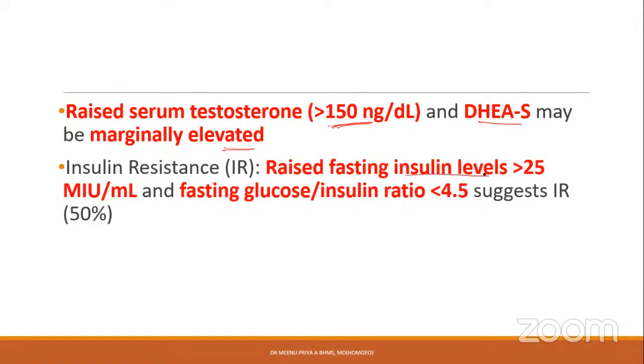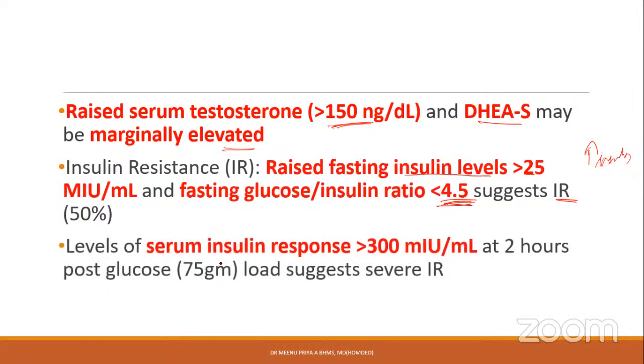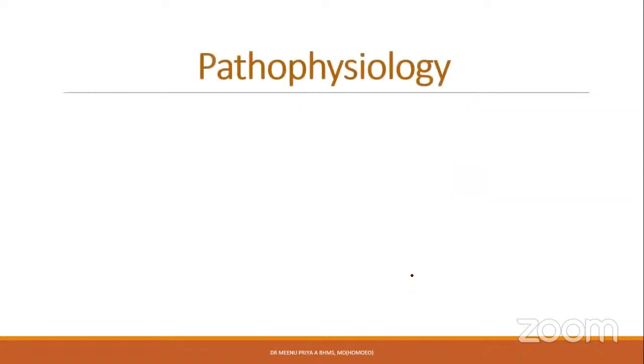In that, fasting glucose to insulin levels is more than 25 and fasting glucose to insulin ratio is less than 4.5. That means insulin is high. The serum insulin is high and it is not being taken up by the body. So insulin resistance is there and you can see more insulin and glucose in the body. Serum insulin response more than 300 at 2 hours post glucose load suggests insulin resistance. So these are the serum values.